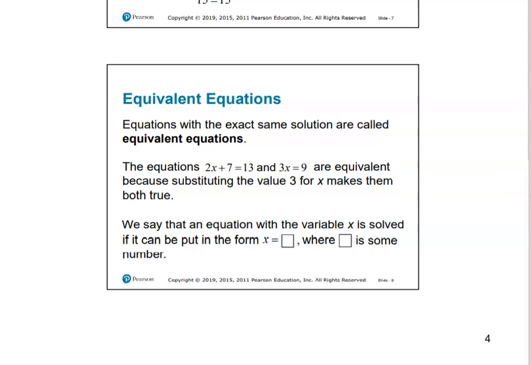Equations with the exact same solution are called equivalent equations. The equations 2x plus 7 equals 13 and 3x equals 9 are equivalent because substituting the value 3 for x makes them both true. We can say that an equation with the variable x is solved if it can be put in the form x equals something, where this something is some number.